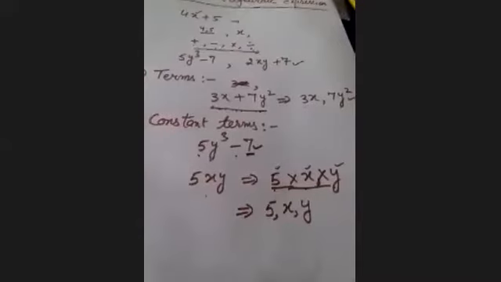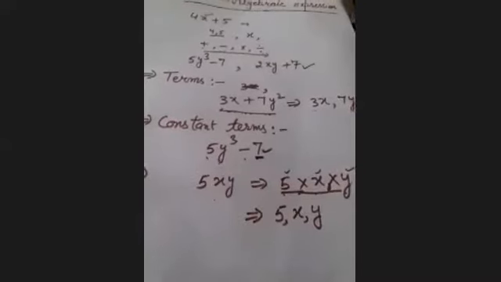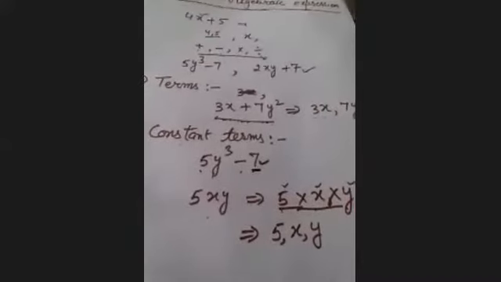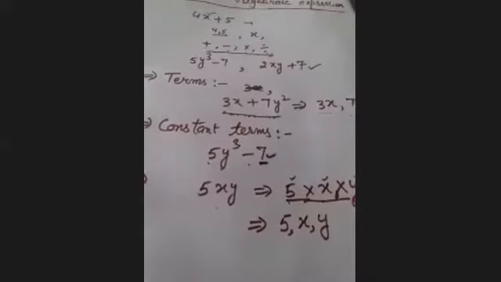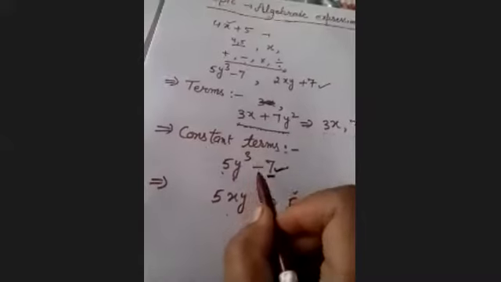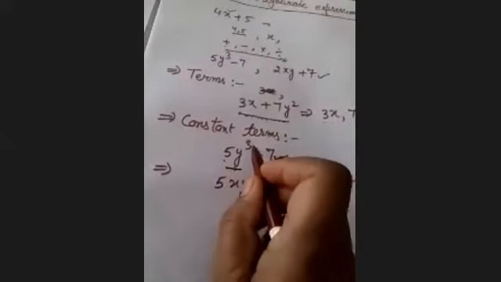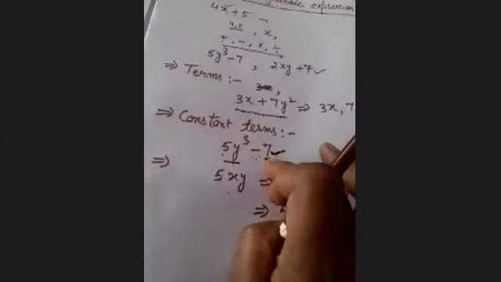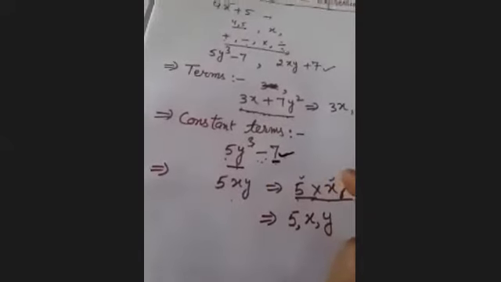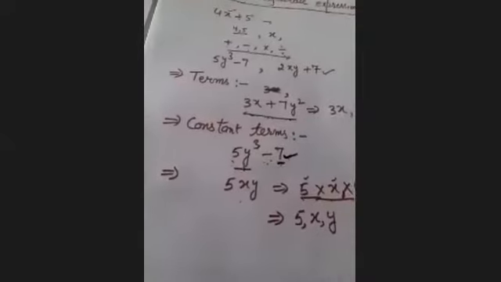Next point we discuss constant terms. A part of an algebraic expression which has no variable. The term without a variable is known as a constant term. For example, in this expression, 5y power 3 minus 7. In the first term, we have variable y power 3. And in the second term, we have only minus 7. So, this is a constant term. The term without a variable is a constant term.